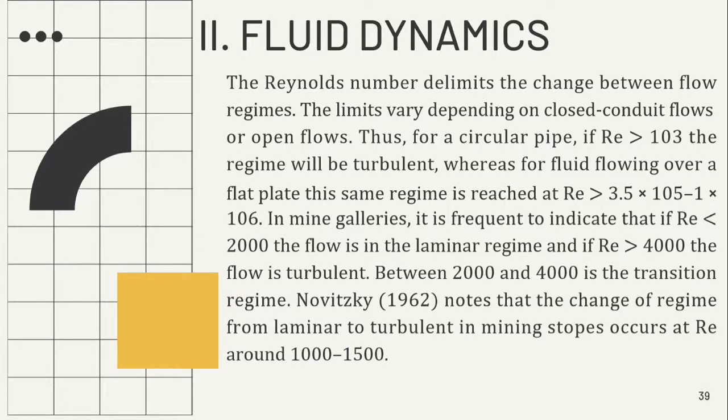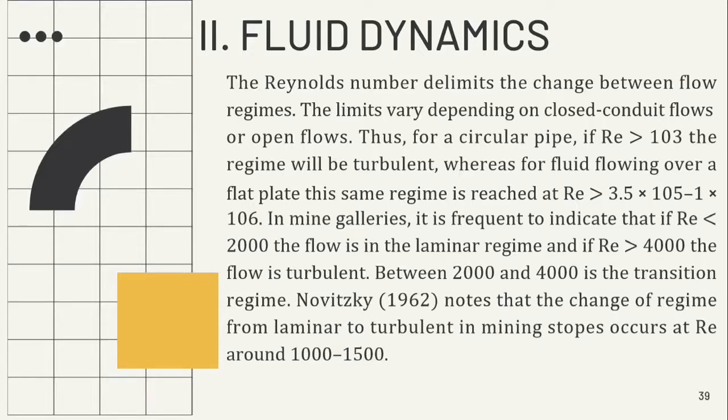The Reynolds number delimits the change between flow regimes. The limits vary depending on closed conduits, flows, or open flows. Thus, for a circulation pipe, if Re is greater than 10^3, the regime will be turbulent, whereas for fluid flowing over a flat plate, this same regime is reached at Re greater than 3.5 × 10^5 to 1 × 10^6.